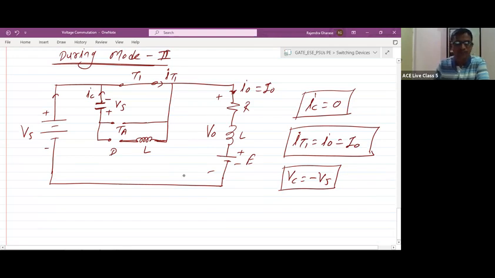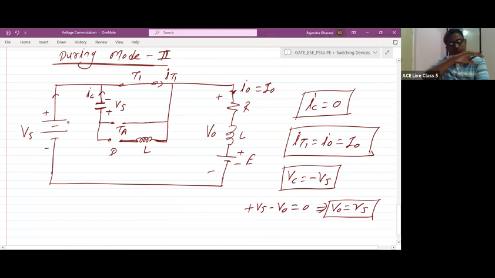What about the V0? You can apply KVL to the outer loop because current is flowing in the outer loop. If you apply KVL to the outer loop, plus Vs minus V0 is equal to 0. So therefore V0 is equal to Vs. Load voltage is equal to source voltage, same as the supply voltage. Supply voltage is DC, so you will be getting V0 as a constant voltage.